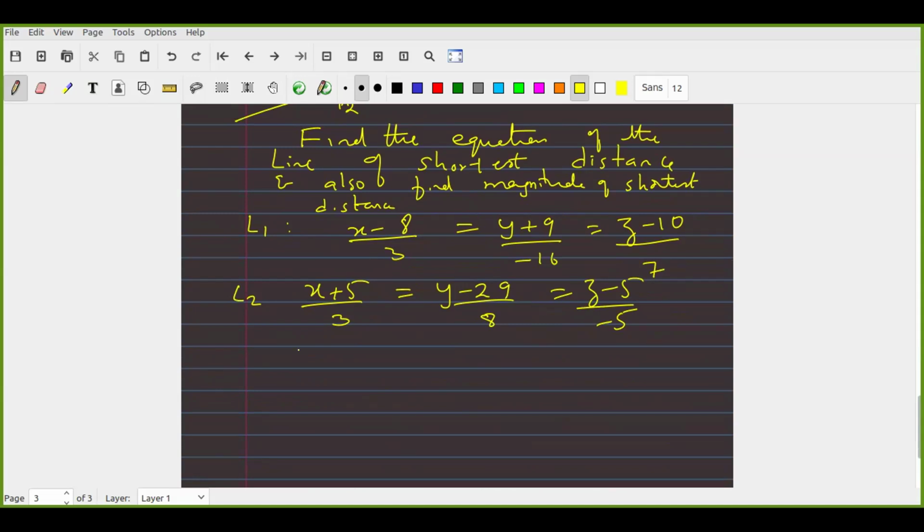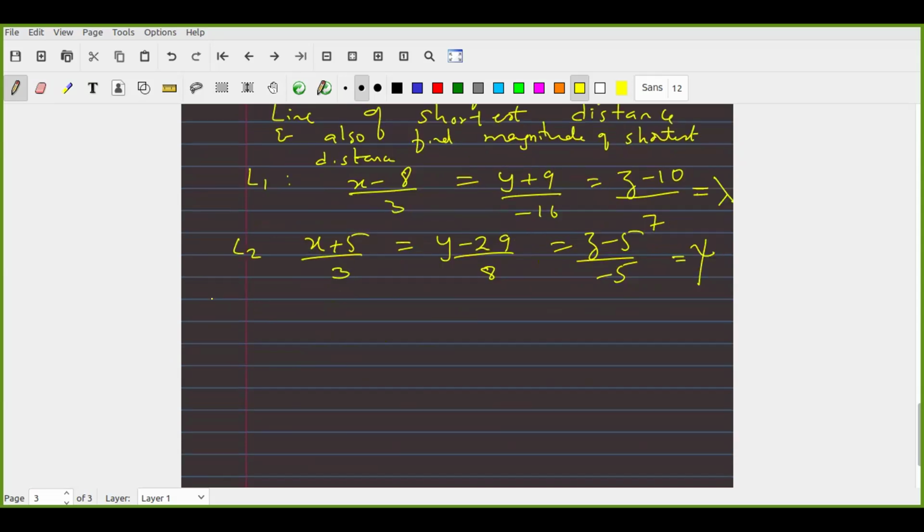So let me take this L1: the ratio (x minus 8) by 3 equal to (y plus 9) by minus 16 equal to (z minus 10) by 7 equal to lambda. This is an arbitrary constant I put. Similarly, let (x plus 5) by 3 equal to (y minus 29) by 8 equal to (z minus 5) by minus 5 equal to, let's say, xi as another constant.